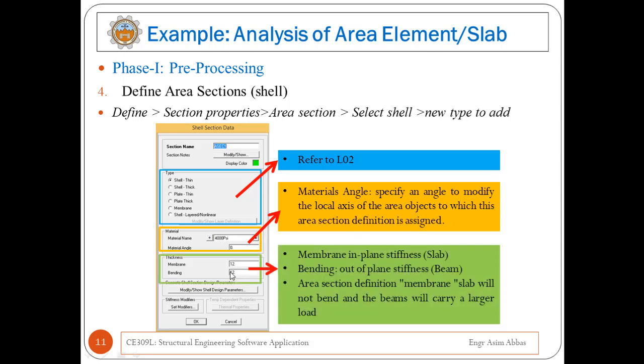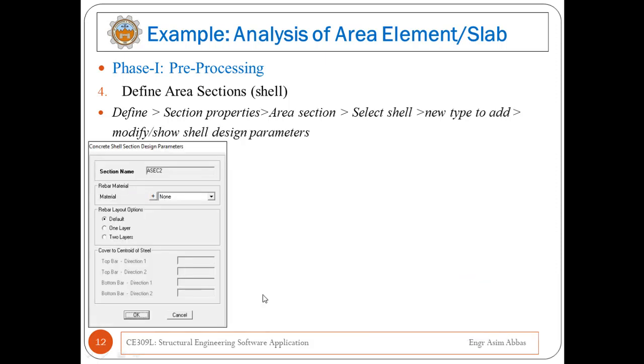The next input parameter is the thickness of the slab or shell element, and you will specify the thickness in membrane and bending. Membrane gives you the in-plane behavior and bending gives you the out-of-plane behavior, right? When you keep bending 0, it means that the slab will not bend and the beam will carry a larger load. The next parameter in the shell section data is Modify and Show Shell Design Parameters. I will discuss this parameter in the next slide.